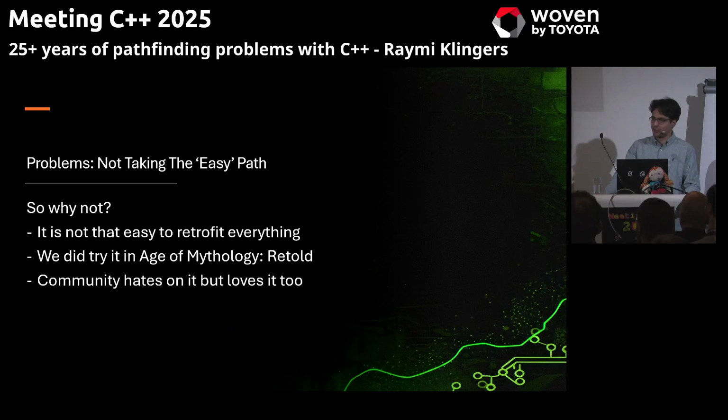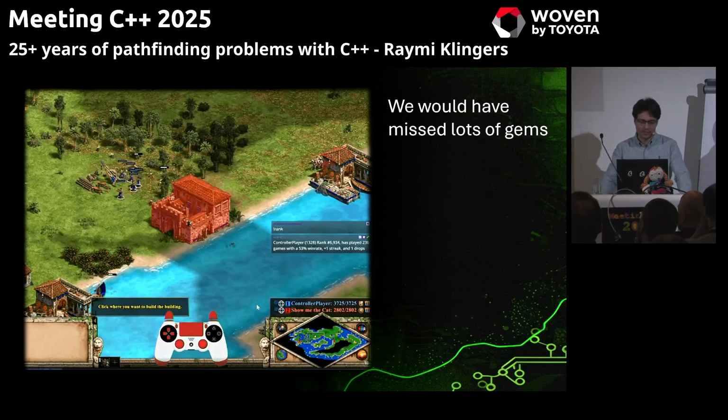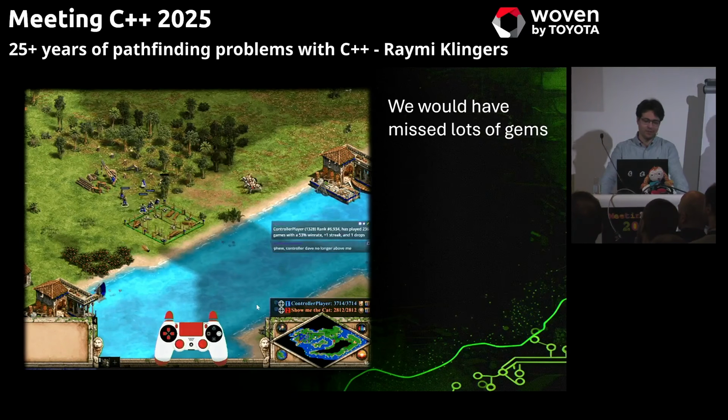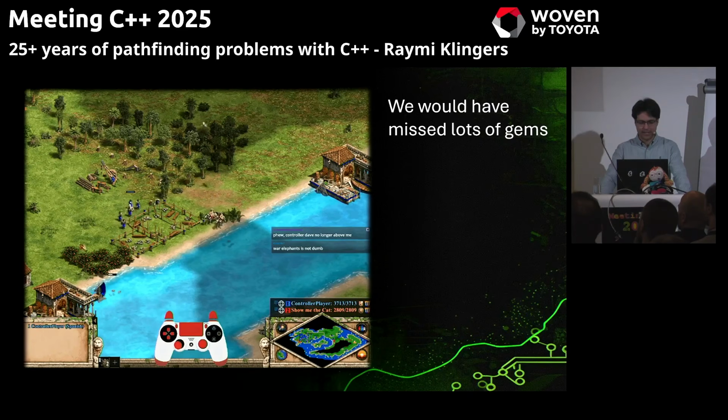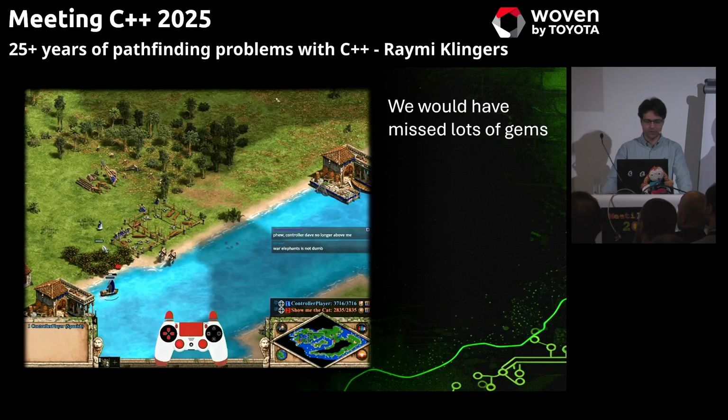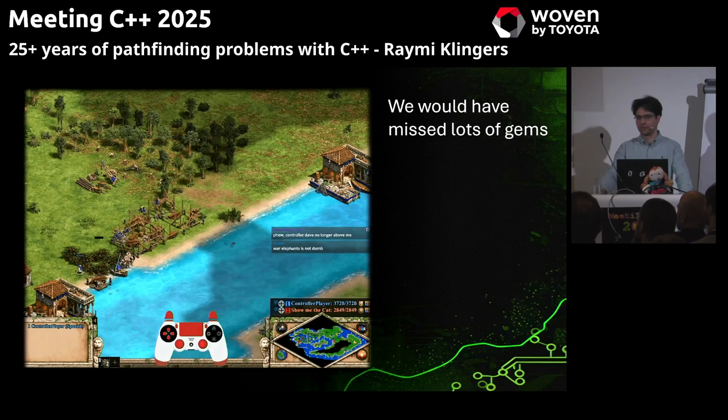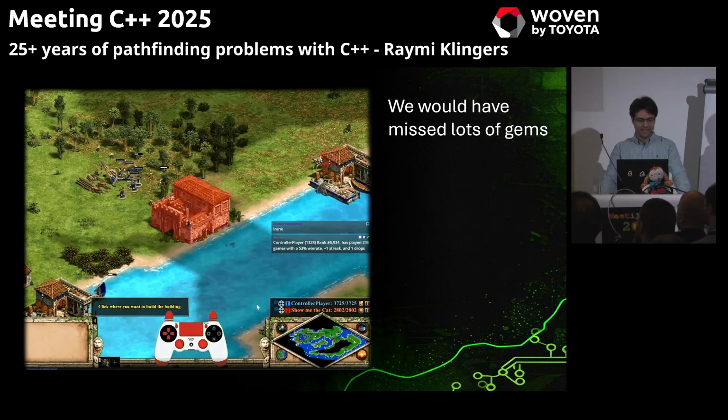And on top of this, the community does hate on the pathfinding a lot, but they kind of love it as well. And I have an example of this. This is basically a scene where the knights are attacking the villagers, and the other player is quickly putting up some houses to block them. And at the last moment, he moves his fishing ship into the path of the knights, and the knights are blocked.